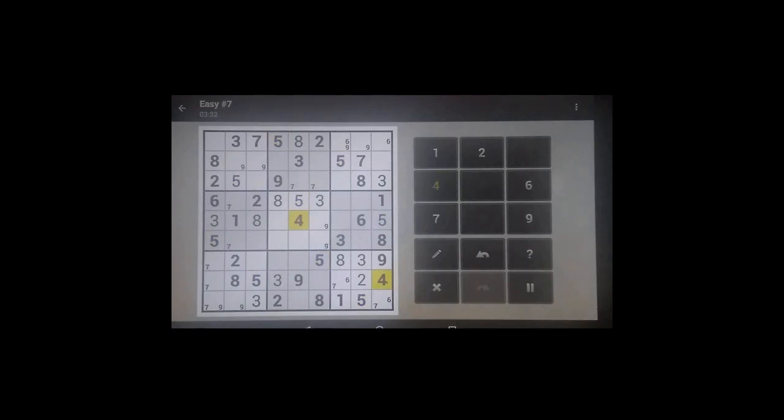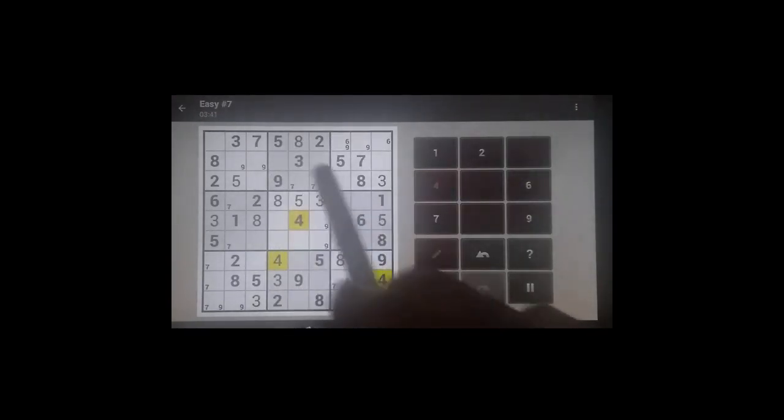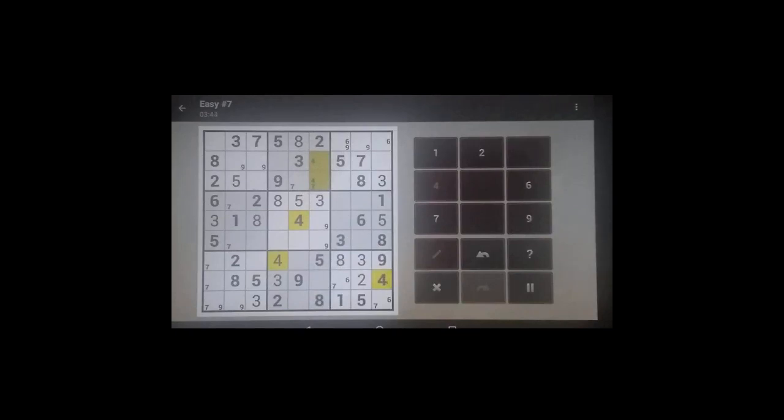The 4, see, this blocks that column and this blocks that row, so the only one left is there. This blocks those 2 columns, so we've got that. And oh, this row and that row, that means that the 4 has to be here. Now look, we also have the 9 that has to be there.